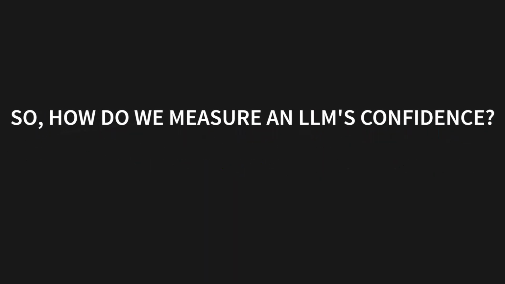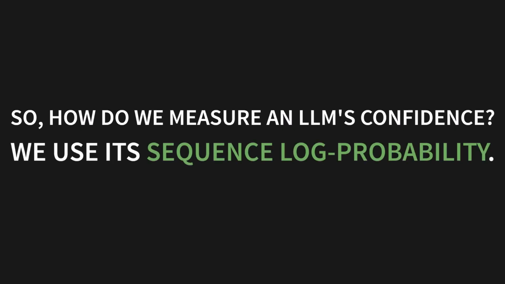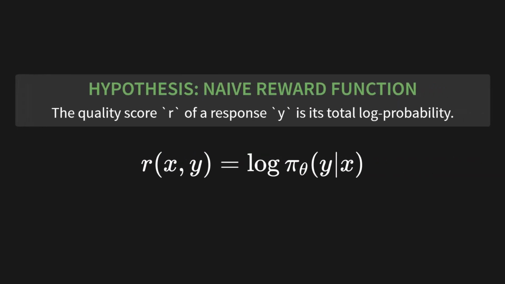It just makes sense. So how do we measure an LLM's confidence in a specific sentence? We use its sequence log probability. This is a number the model can give us for any chunk of text. This leads us to our first hypothesis for a reward function. Let's call it the naive reward function. The quality score, R, of a response Y, is its total log probability.